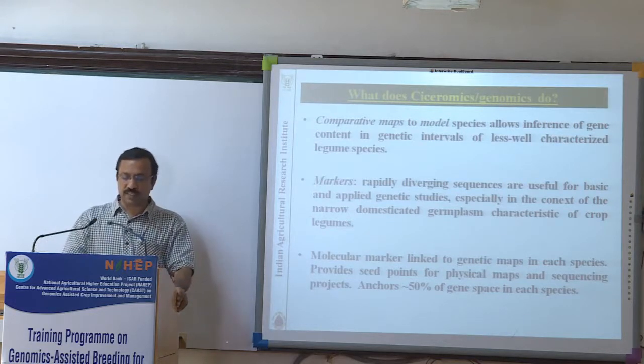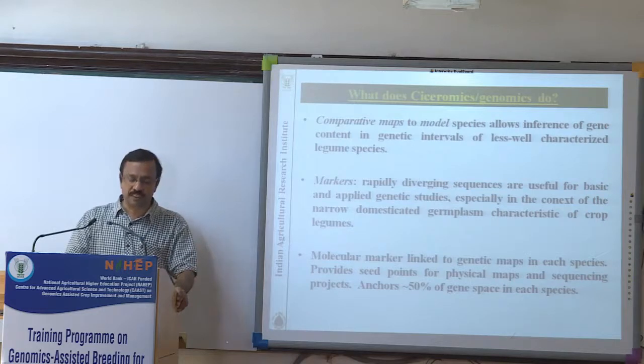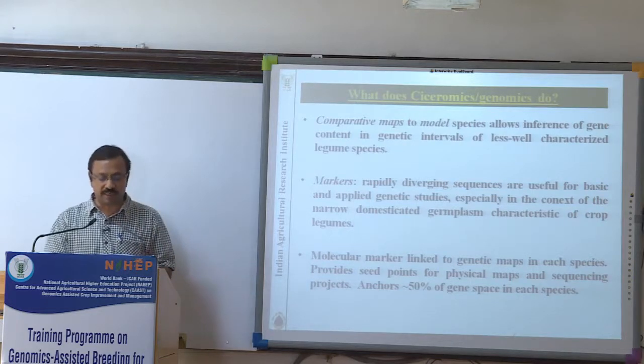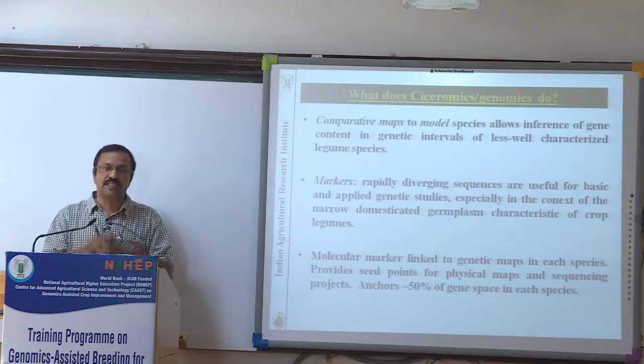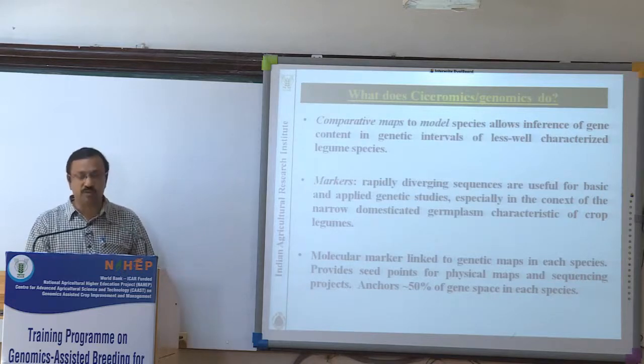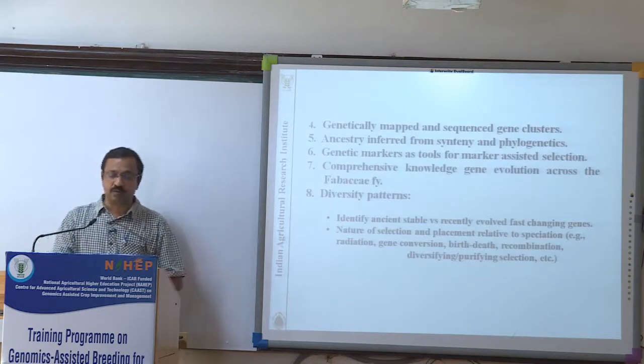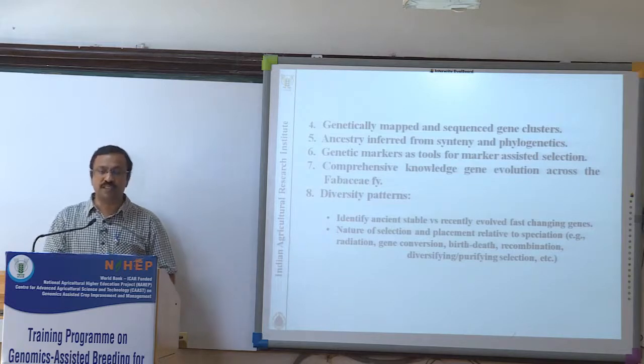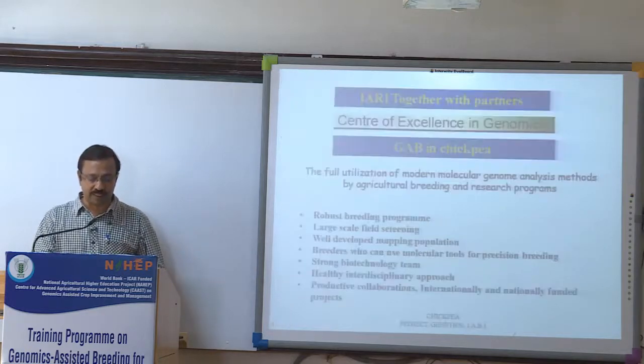So the second one is you will have markers which are also of course rapidly evolving and which would tell you how the narrow domesticated germplasm evolved from the wild species. The third is you would be able to develop the maps. You can use this information for studying various patterns.